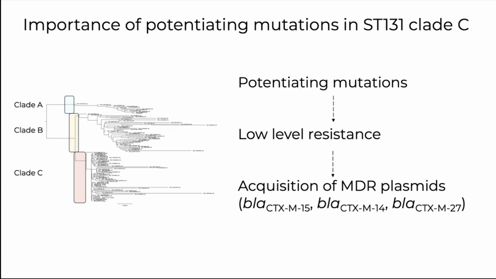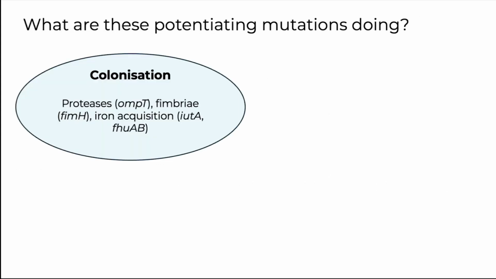We think it's a series of stepwise genetic changes, some potentiating mutations, followed by the acquisition of low-level resistance to antibiotics like fluoroquinolones, and then eventually the gain of these MDR plasmids that give resistance to antibiotics like extended spectrum beta-lactams and carbapenems. So just thinking about these potentiating mutations, what are they doing? And we've split them roughly into four main categories, if you like. We think these mutations might make ST131 clade C better at colonizing a niche, with mutations in genes related to fimbrial production and iron acquisition.